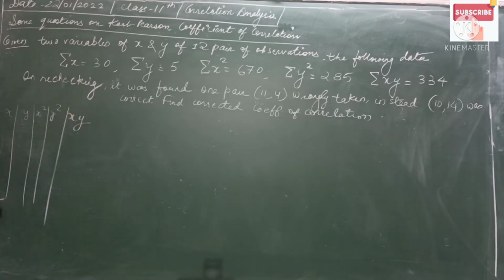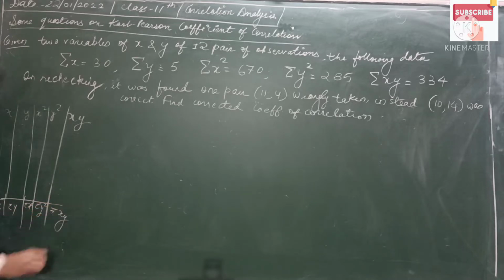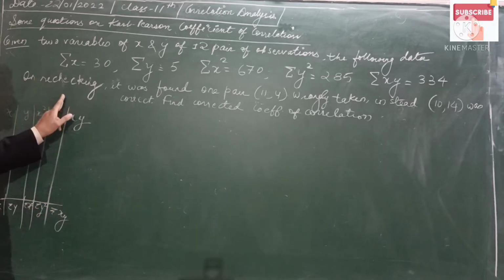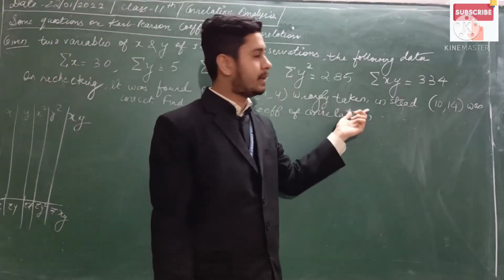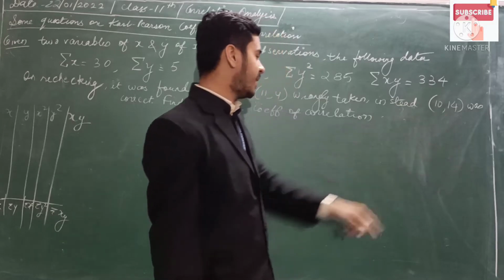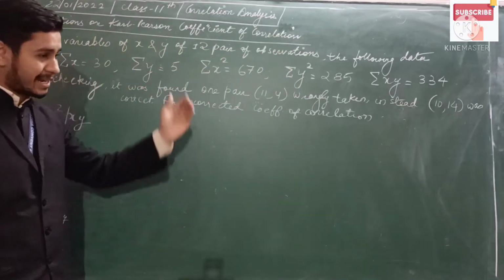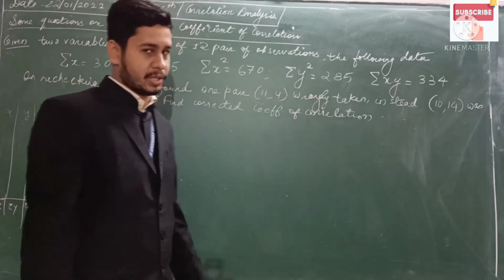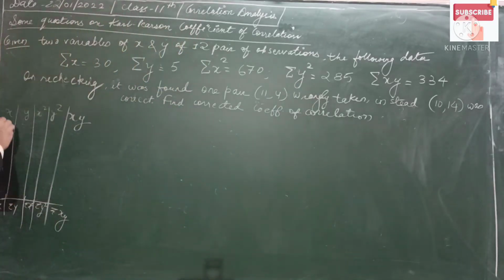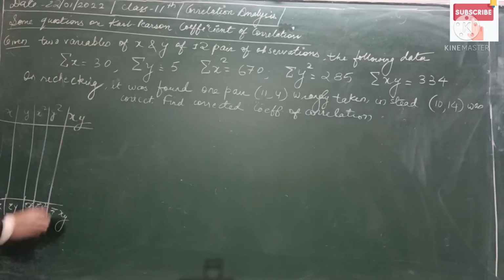We have summation of x, summation of y, summation of x square, summation of y square, and summation of xy. Now on rechecking, it was found that one pair, 11, 4, was wrongly taken. Instead, 10, 14 should have been taken. So what would be the correction in the data, and what will be the coefficient of correlation? It is a very interesting question.